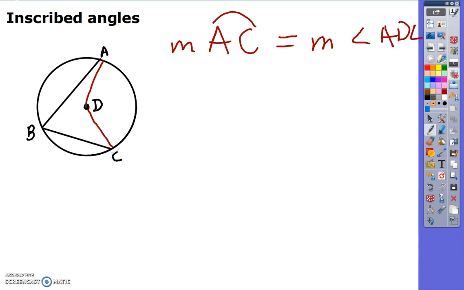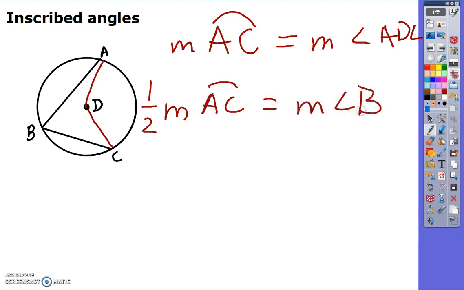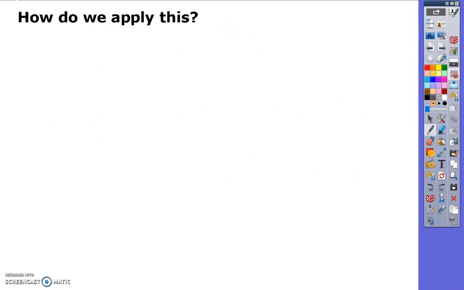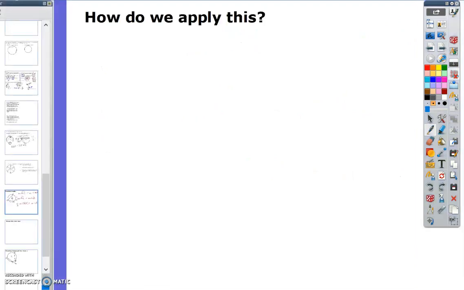That's something we know. We also know that half of the measure of arc AC is equal to the measure of angle B, and half of the measure of angle ADC is equal to the measure of angle B. So that is what we know about inscribed angles and what lesson 7.3 is supposed to tell us. And so now that we know that, we can use it. And how do we use it? So that's the question. How do we apply this?